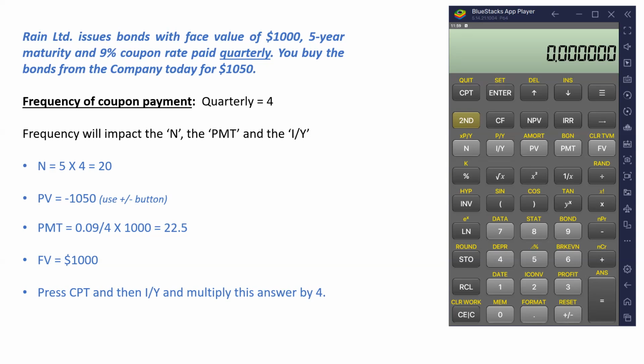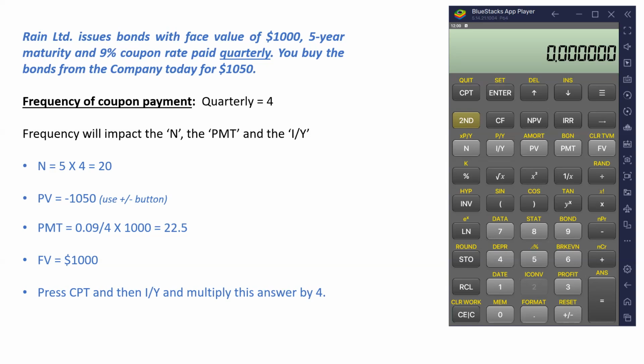So N is going to be 5-year bond multiplied by 4 times coupon is paid in a year, so it is going to be 20. Present value is not impacted. The PMT is going to be 0.09 divided by 4 multiplied by 1000, which is 22.5. The future value is going to be 1000. We'll calculate the I/Y and remember to multiply it with the frequency. So whatever answer we get, we are going to multiply that with 4.